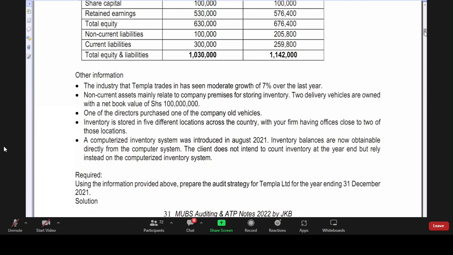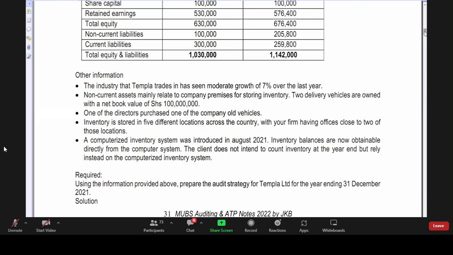The inventory balances are now obtainable directly from the computer system. The client does not intend to count inventory at the year end, but rely instead on the computerized system. Now, where figures are migrated from a manual system to the inventory system, there's a possibility of either overstating or understating. There is that risk.